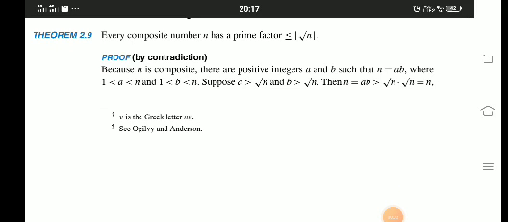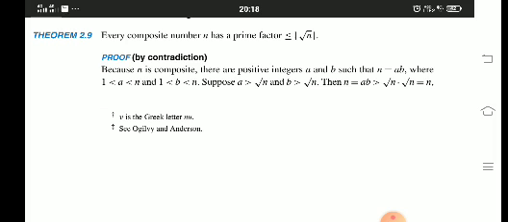The next theorem, theorem 2.9: every composite number n has a prime factor which is less than or equal to the floor of root n. Every composite number n has a prime factor less than or equal to the floor of root n. We prove this using contradiction.